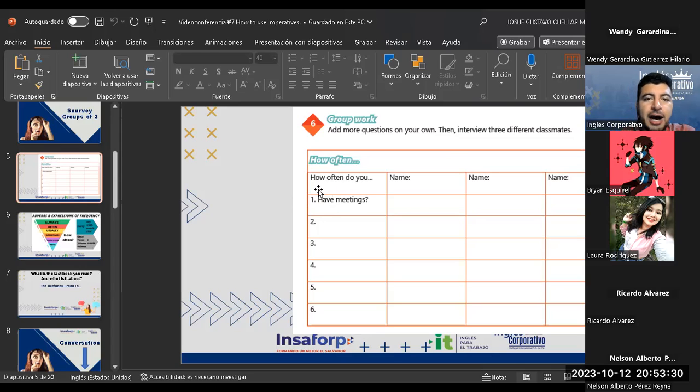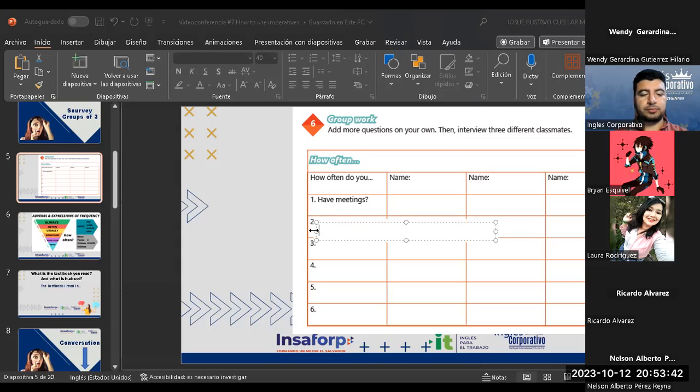Por ejemplo, podemos decir, how often do you have meetings? O podemos decir, how often do you dance salsa? How often do you do exercise? Yes, that's it. That there are some examples.